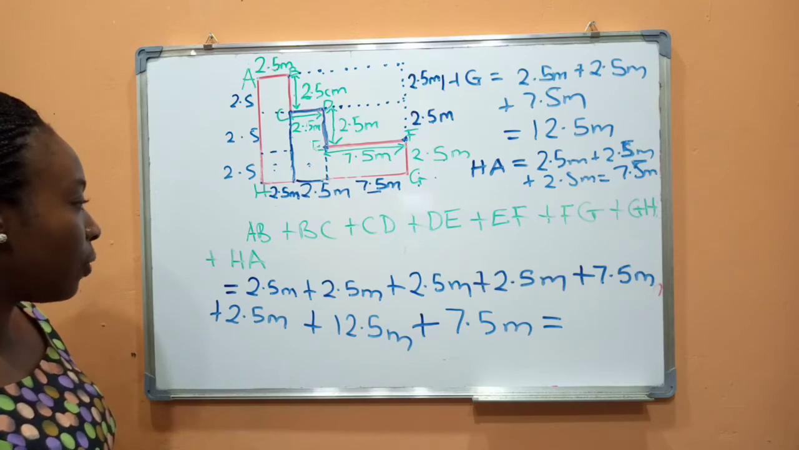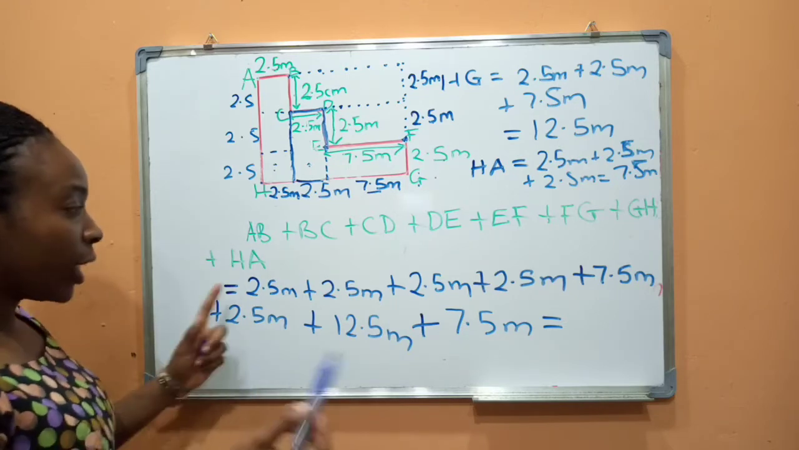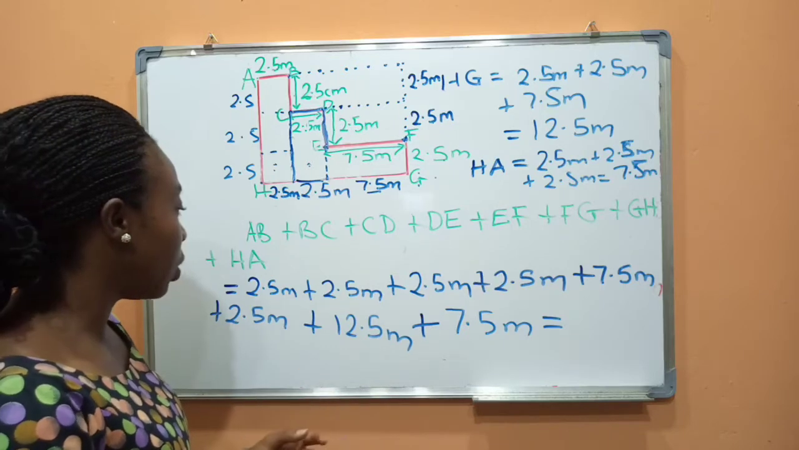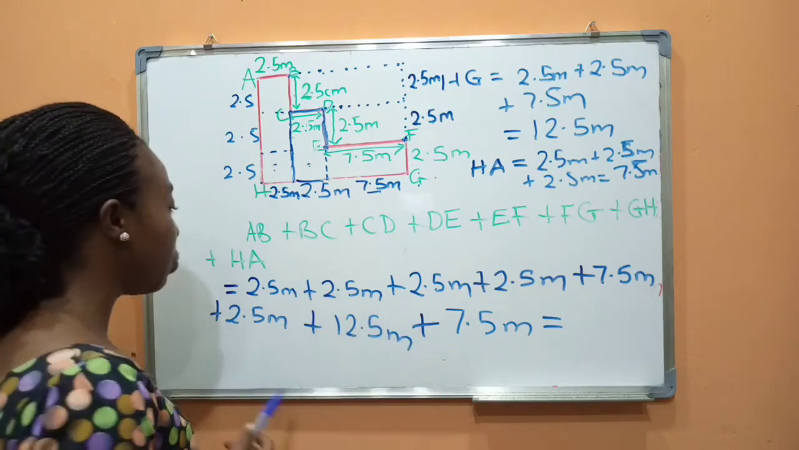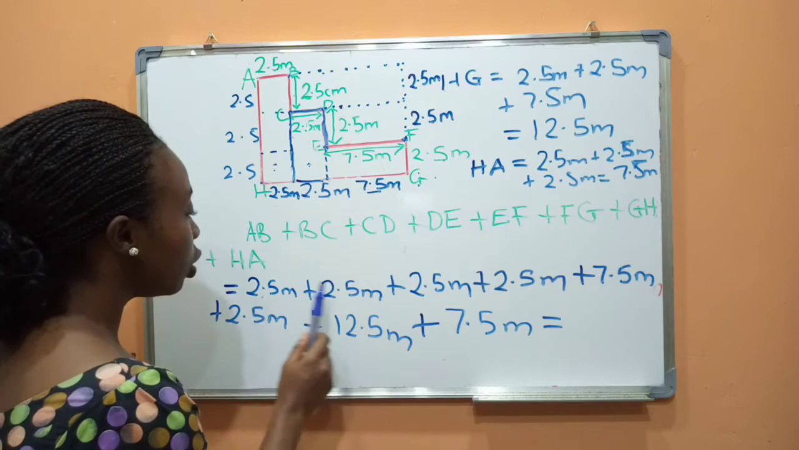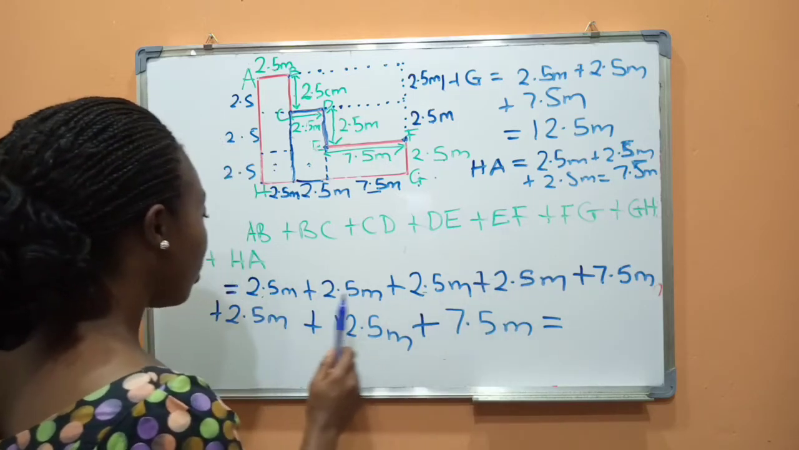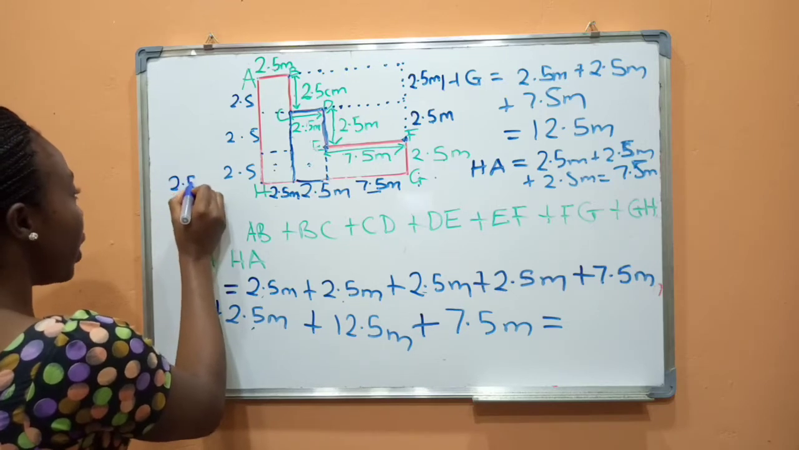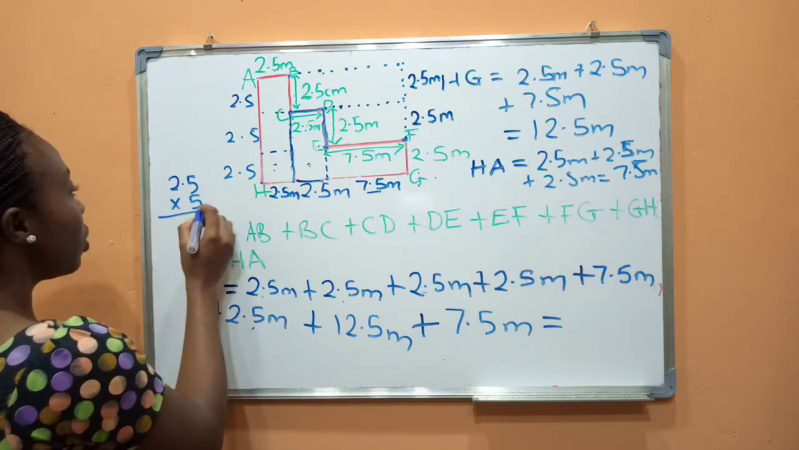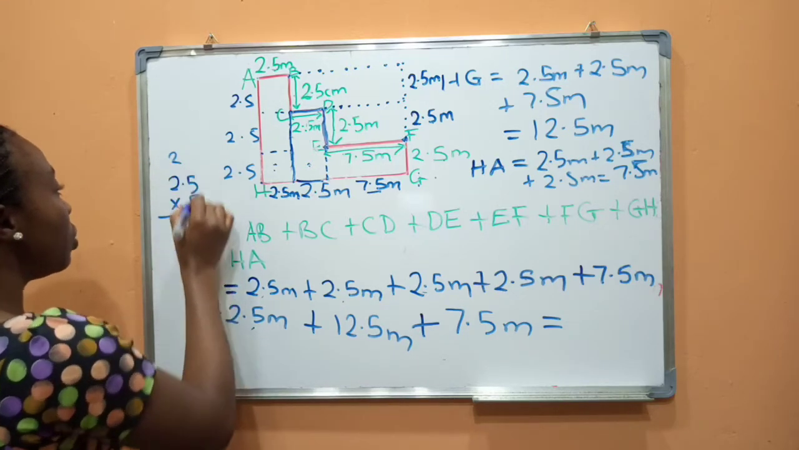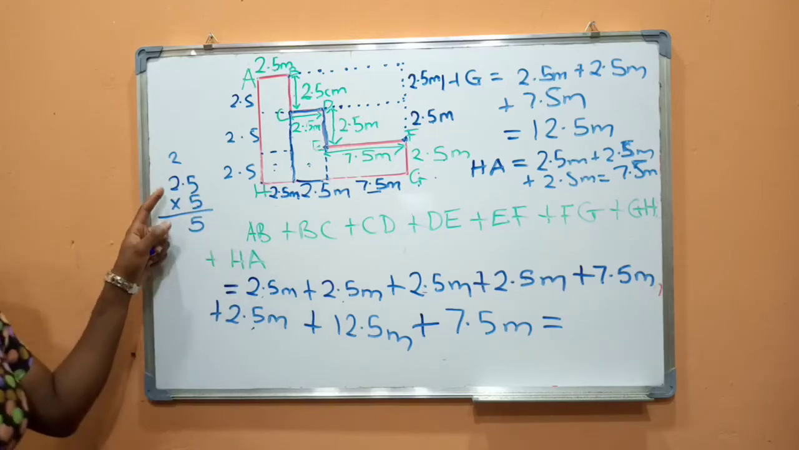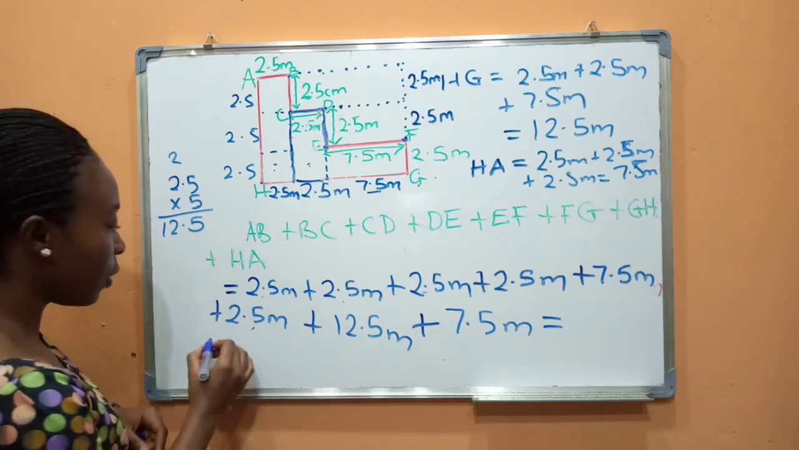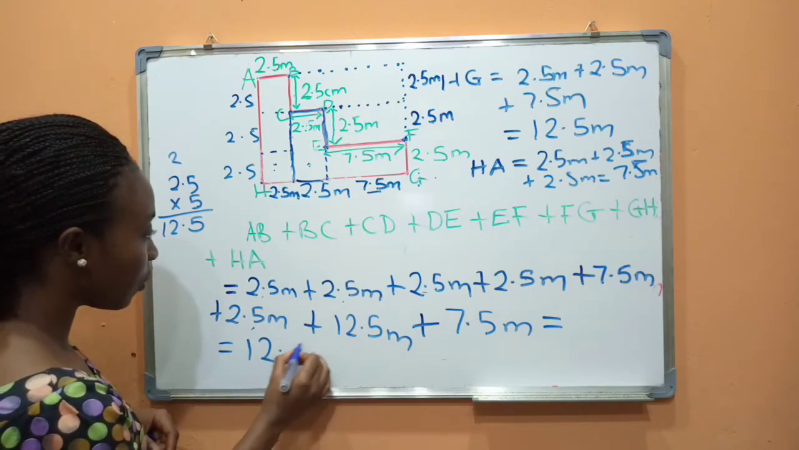So, to make it easier, since we have a lot of 2.5 here, more than one, let's simply count the number of 2.5s we have here. We have 1, 2, 3, 4, 5, okay? So we simply say 2.5 times 5. We're going to have 25. We carry 2. 5 times 2 gives us 10 plus 2 gives us 12. So we have 12.5. We're going to write 12.5.